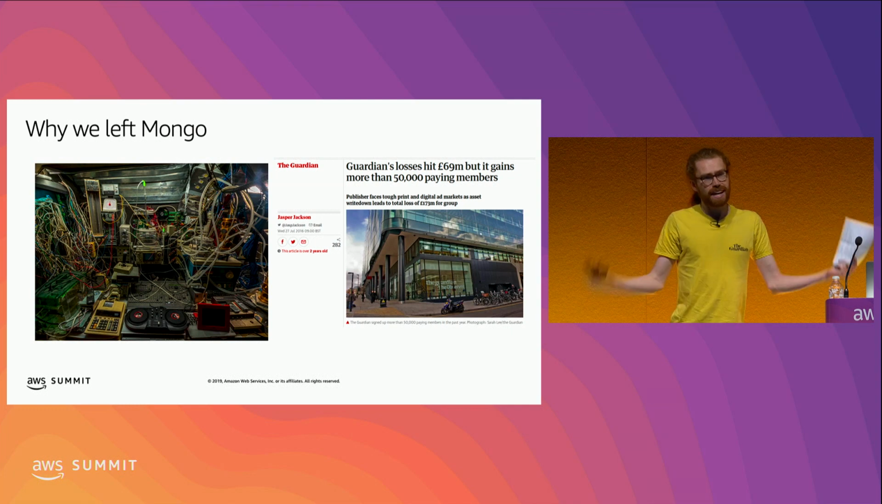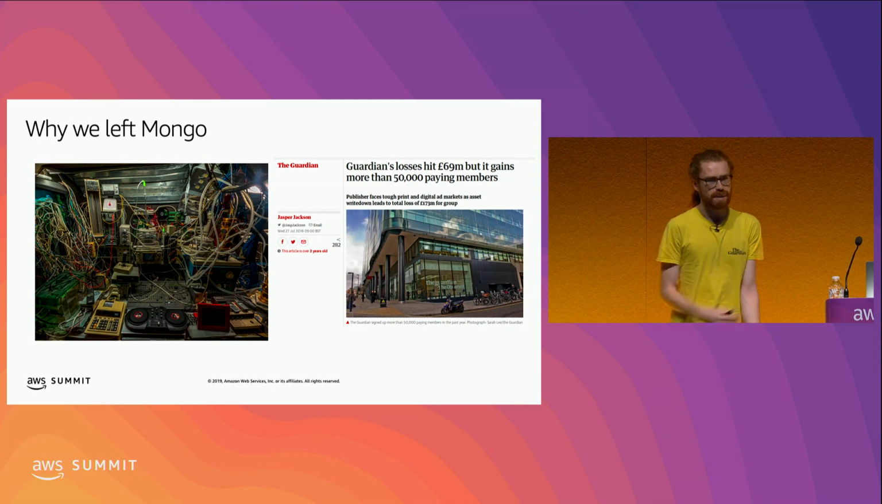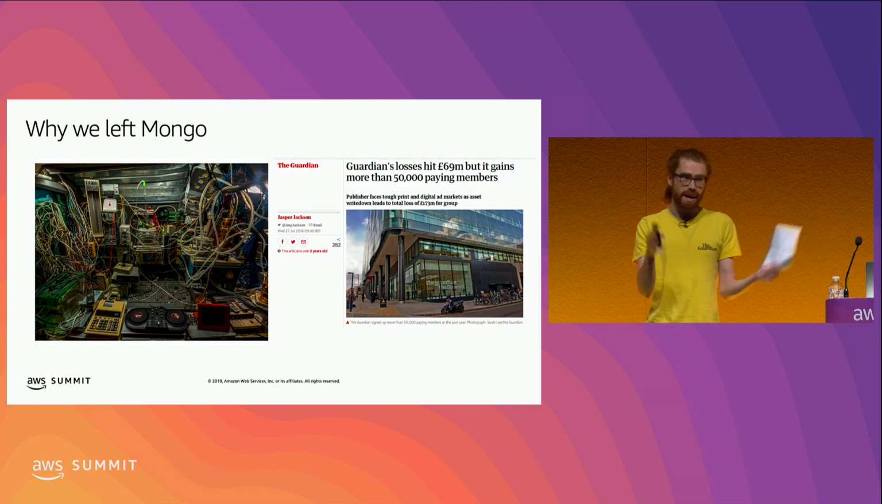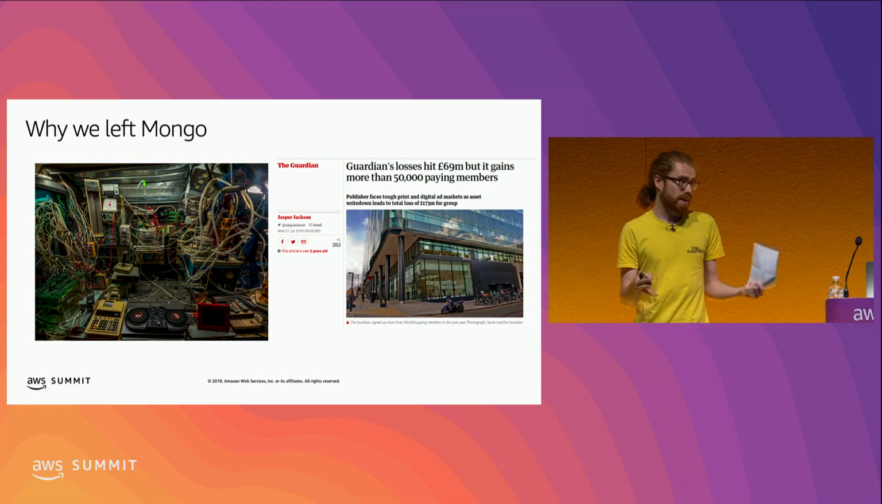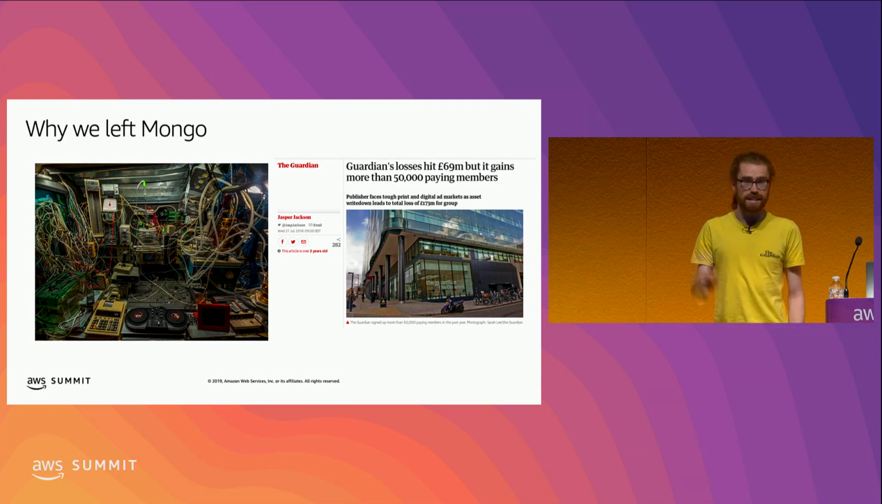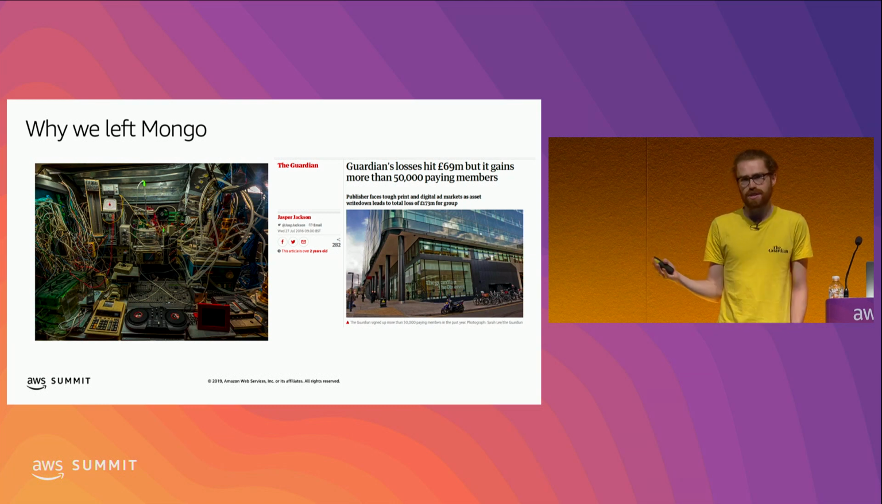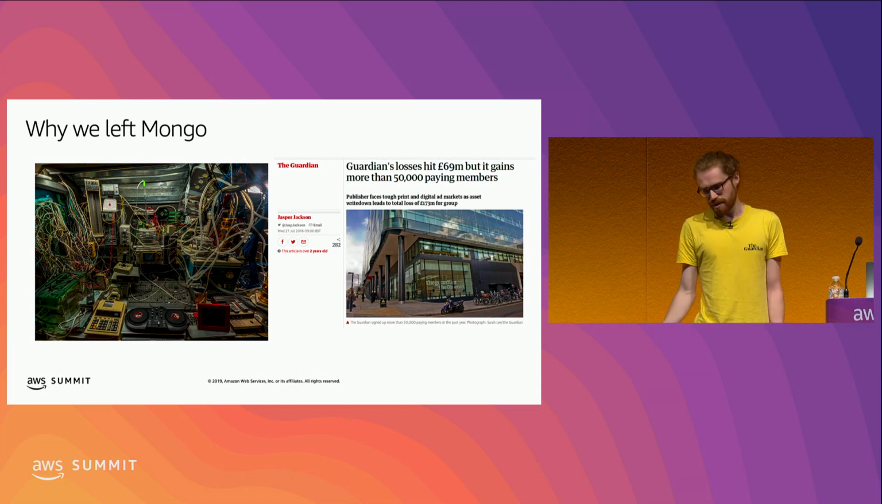We're application developers. We wanted to be making tools for journalists, not spending our time doing DB admin. So we were really keen to move away from managing Mongo into some kind of managed solution. At the same time, the Guardian's not got pots of money, and Mongo was costing us a lot, both in infrastructure and in the support contract. So there was another motivation there to change our database system.